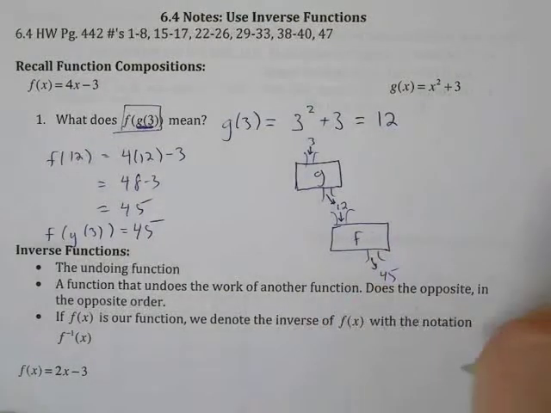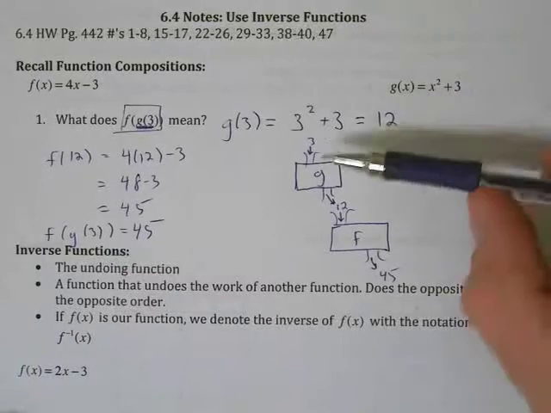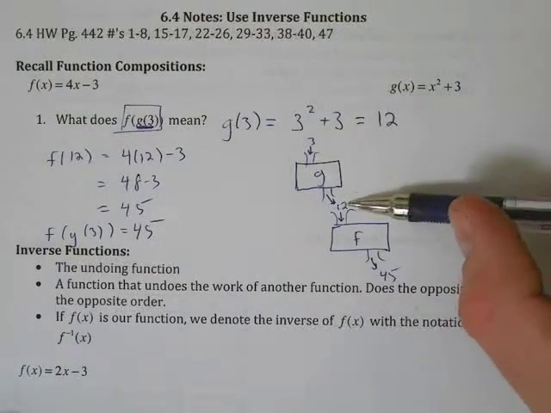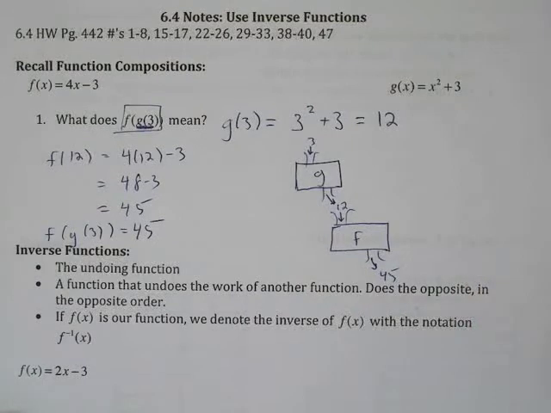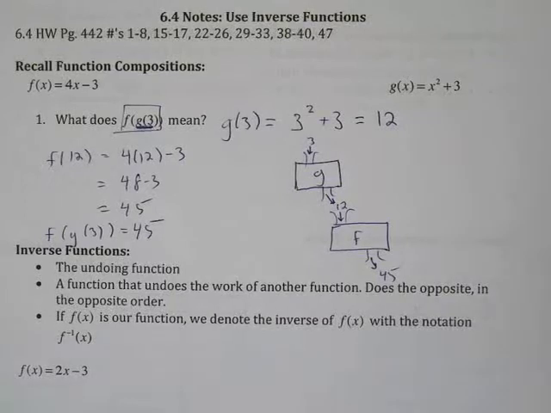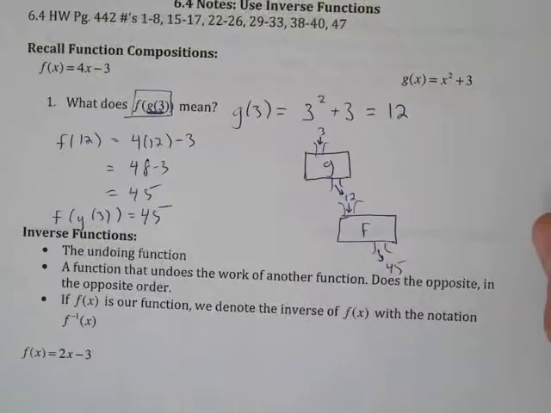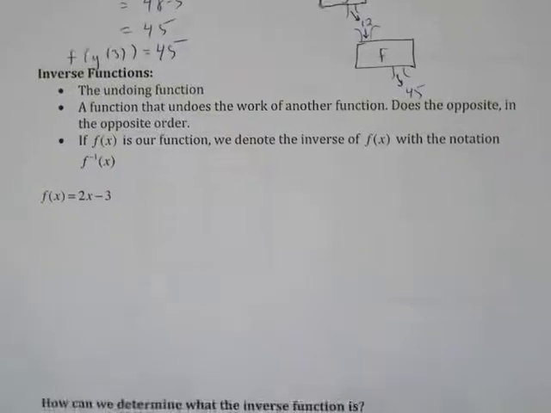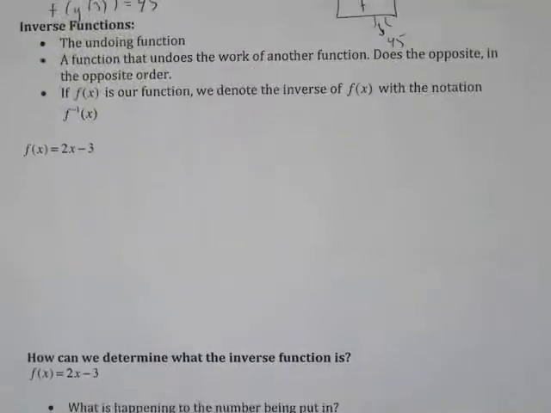So we have a sequence of machines happening here. We have one machine acting on a number, and the result is going to go into a new machine and come out as something else. This is what function composition really is. And function composition, like I said, has a lot to do with inverse functions, and we can learn a lot from composing inverse functions. So let's talk about what an inverse function is.